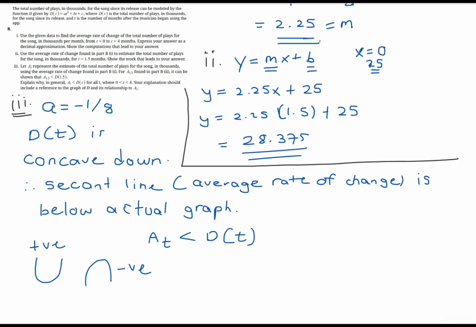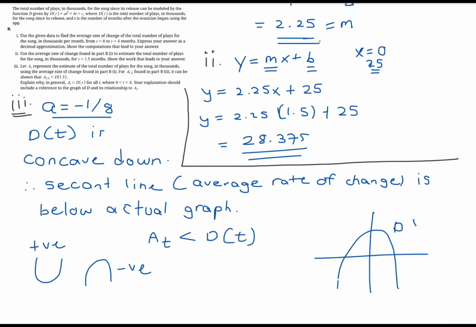So if we look at a, which is the coefficient of x squared, it is -1/8, which means that we have a parabola opening down. So you could figure out that your graph looks something like this. Okay. Now this is d of t.